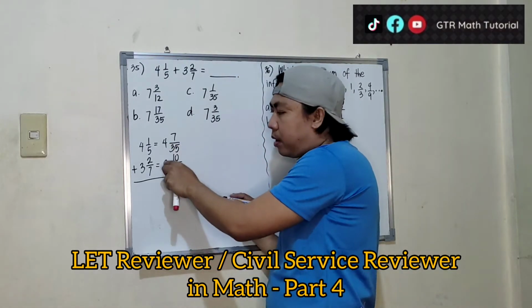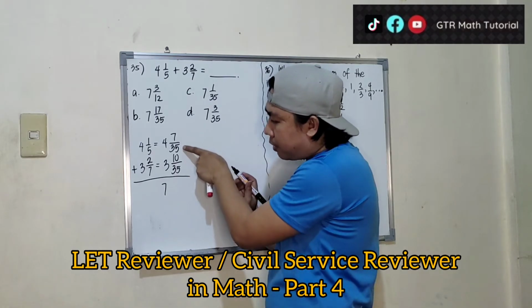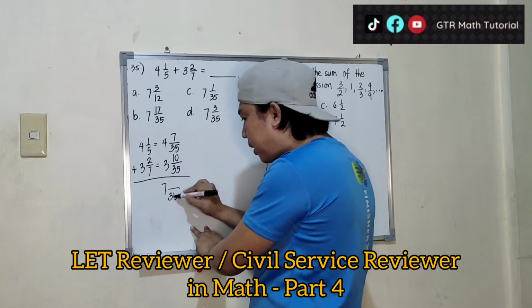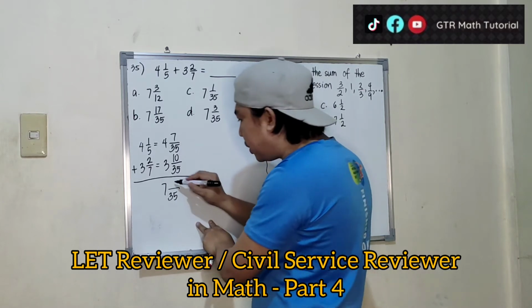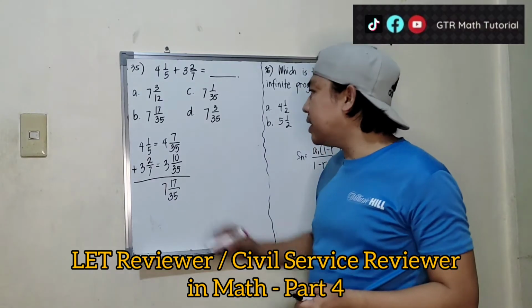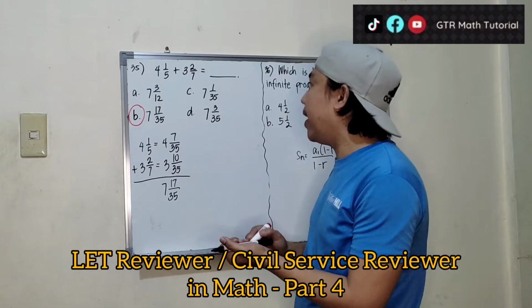Then add the whole number, 4 plus 3. So we have 7. And then 7 over 35 plus 10 over 35. Kinokopya lang natin yung denominator na 35. Then 7 plus 10, so that is 17. So therefore, the correct answer is letter D, 7 and 17 over 35.